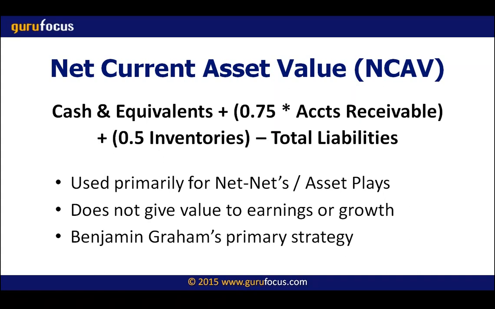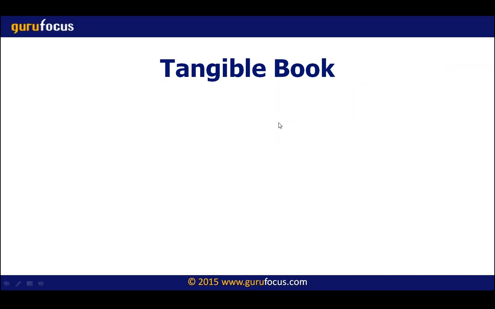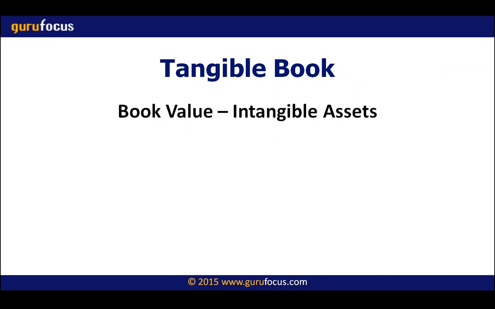Now, modern technology and all the information we have available to us and arbitrage players have taken a lot of these opportunities out, but there are still some in the small cap market. Another simple method, very along the same lines as net current asset value, is tangible book. And it's just as simple as it sounds.